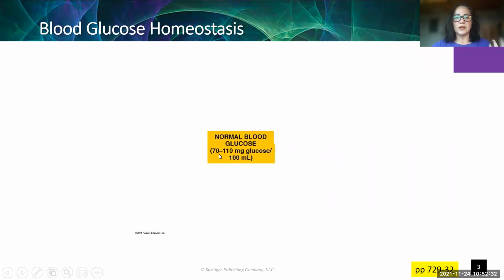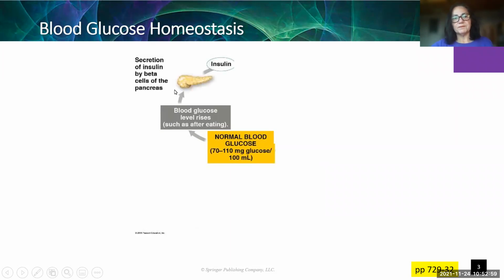When blood glucose is on the way up, so when the GI tract has been absorbing the monosaccharides from digested carbohydrates, the blood glucose starts increasing. It doesn't have to rise outside of this normal range. It just has to be on the trajectory upward. That is a trigger to some of the cells of the pancreas.